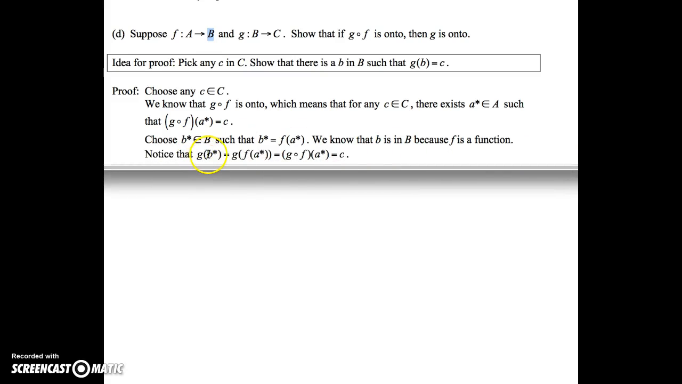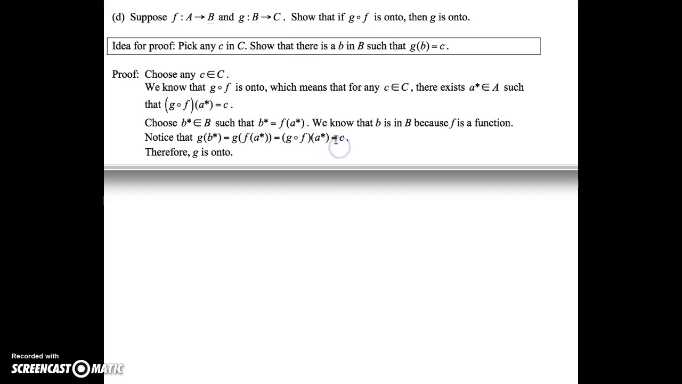So now, g of b star equals g of f of a star. That's because b star is equal to f of a star. And g of f of a star, we already said, was c. So now I've got this long chain of equalities that says g of b star equals c. Therefore, for any c, we can find a value in B, like b star, so that g of b star equals c, and therefore g is onto.